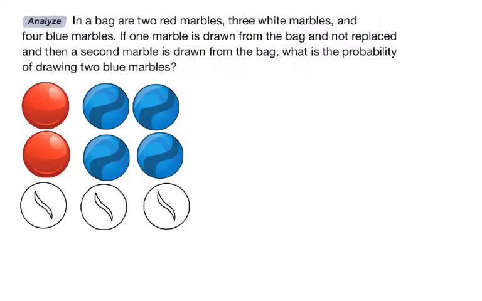Back to marbles. Yay for marbles! I feel like we should go play marbles out in the backyard or something.